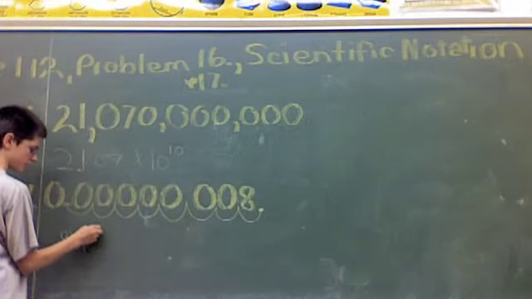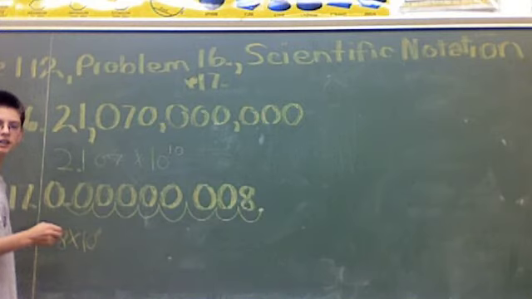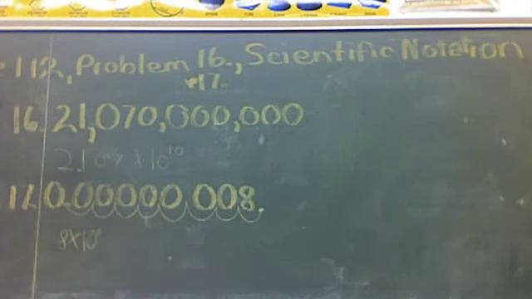And that's an 8, and it went to the right because it's smaller than 1. There you go. So it makes it a negative exponent.